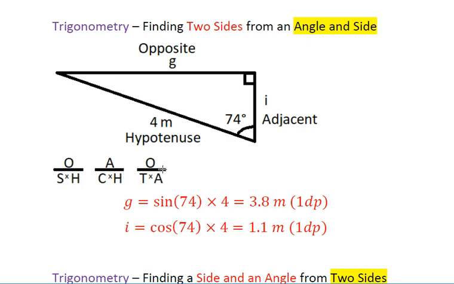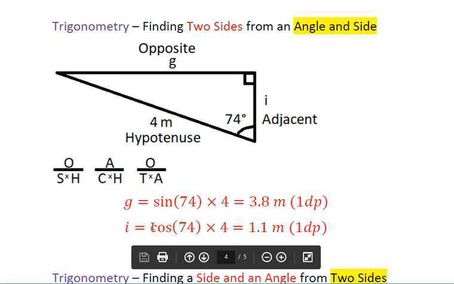And once again, if I cover up the thing that represents the letter we're trying to find, so we're trying to find our I, and we know that A represents that. We're going to cover up our A in CAH. Cover up A, and then we're left with C times H at the bottom. Alright, so we've got cos, which C stands for. That'll be next to your sine on the calculator, so you press cos on your calculator. 74 close bracket times 4 equals 1.1 meters to 1 dp.